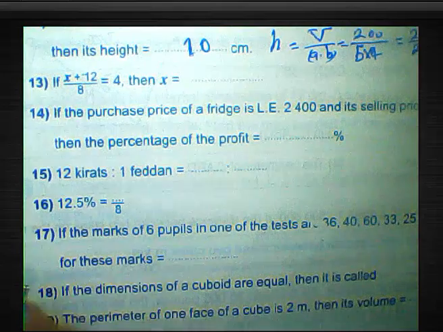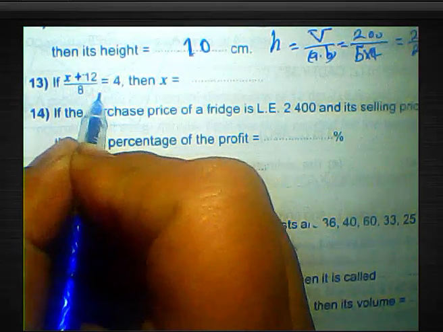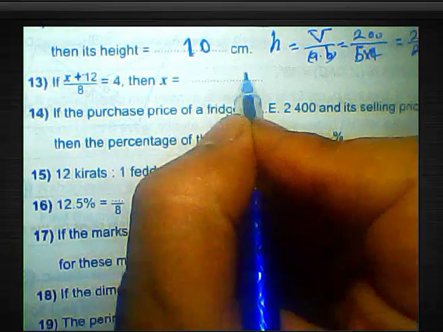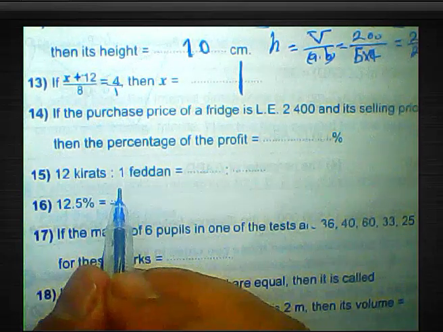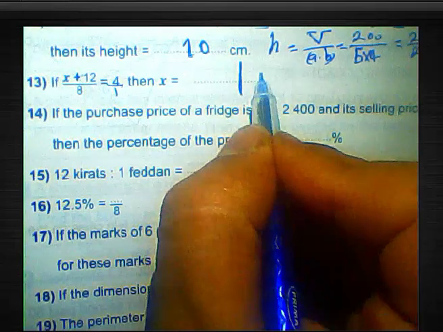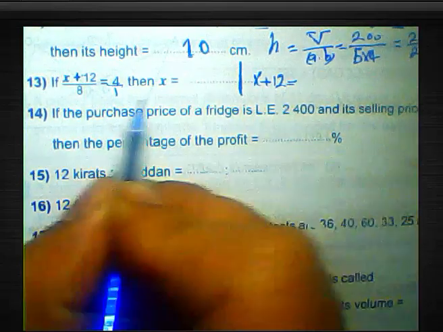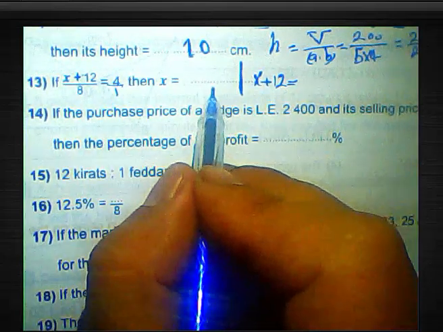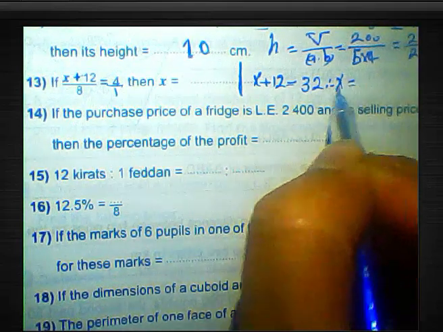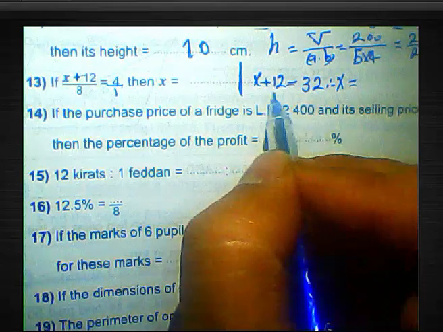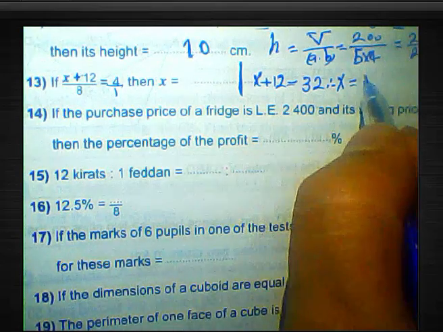Question 13. If x plus 12 over 8 equals 4, then x equals what? We can solve this example by multiplication. The product of extremes equals the product of means. Then x plus 12 times 1, it will be x plus 12 equals 4 times 8 equals 32. And then we can find x by subtracting: 32 minus 12.